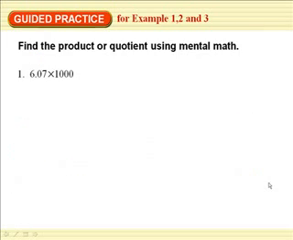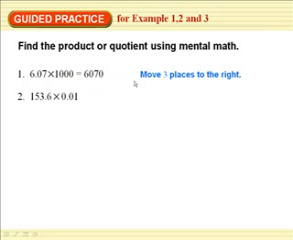Okay, so we're multiplying, here's our multiplication, by a whole number. So if you look at your list, that means you move the decimal to the right, however many zeros. There's 1, 2, 3 zeros. 1, 2, 3. So it would be 6,070. Okay? Multiplying by a decimal, we move the decimal to the left, however many decimal places. There's 2 decimal places, so we move it to the left, 1.536.